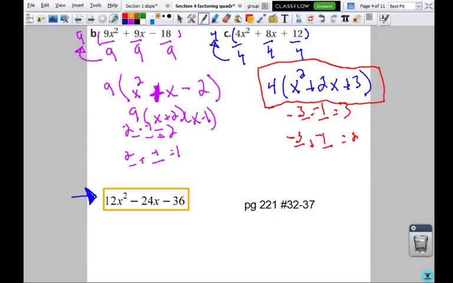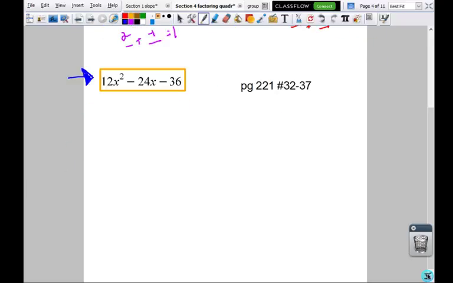8 and 15 is 4. 5 and 3. All right, what times what is negative 3 and adds up to negative 2? That is different because they're negatives, right? Okay, I'm done with the first one. So what times what is negative 3?